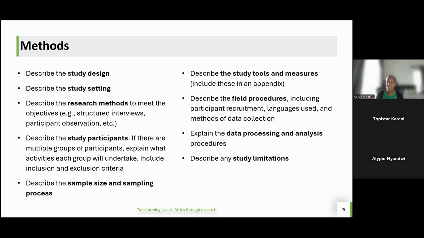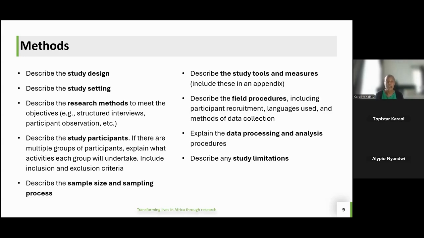Perhaps because it's a sensitive topic, you might be using other methods like self-interview and that sort of thing, participant observation, whatever method is relevant to the question that you're hoping to answer. And then describe the research participants.